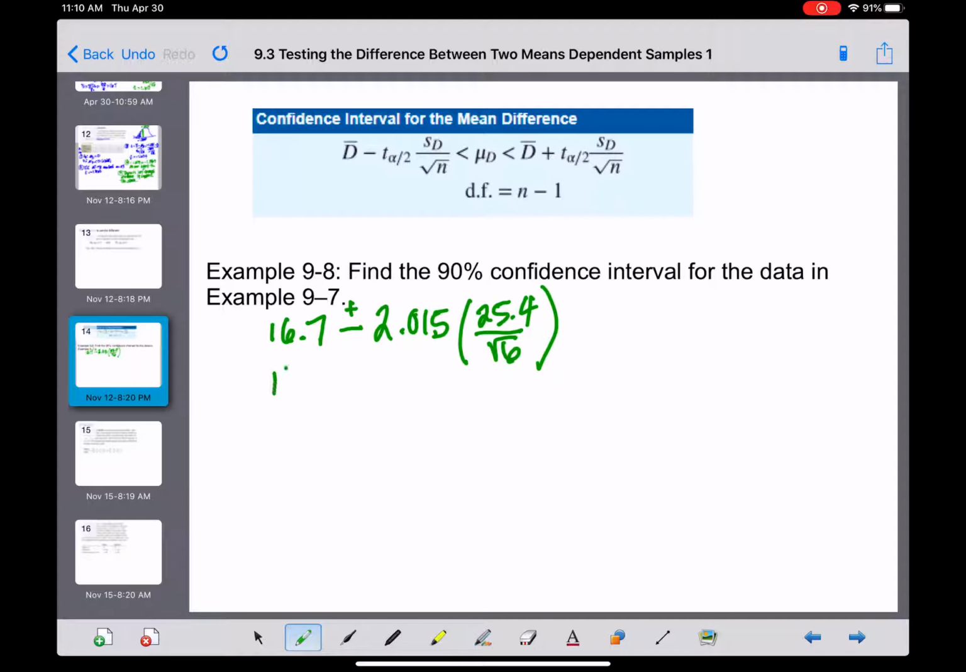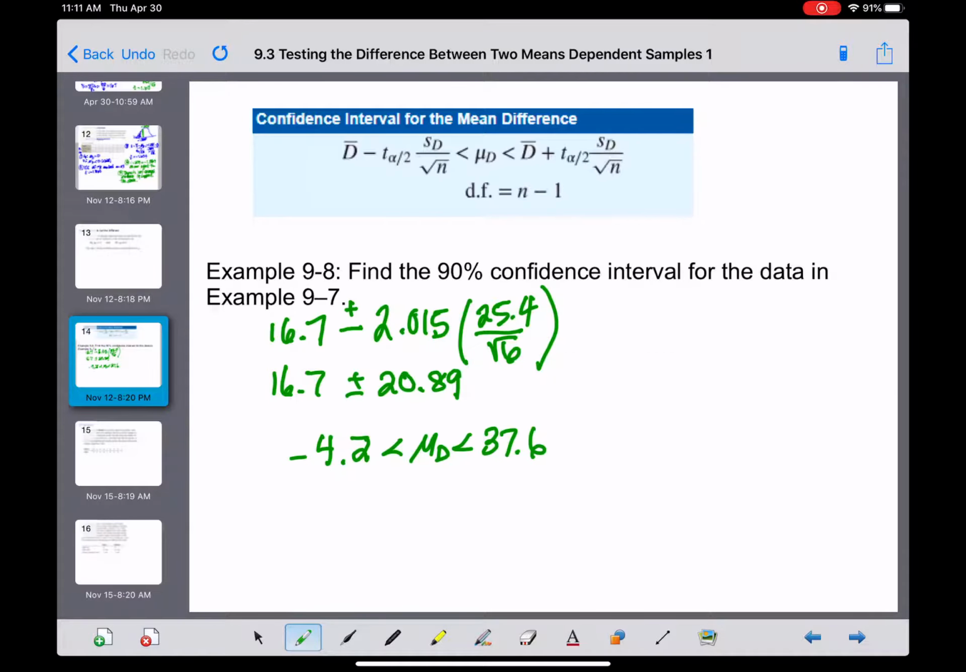And so we'll get 16.7 plus or minus 20.89. And then to evaluate that, I'll get negative 4.2 is less than mu sub d is less than 37.6. So for mu sub d, what we do to figure out if we're rejecting or not: 0 is in the interval, so we don't reject H naught. So it's likely that the difference is 0 because it's in a 90% confidence interval.